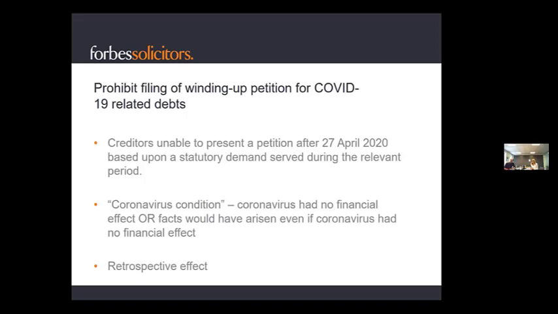Again, we need to see how this will play out. There are some cases that have gone through the courts already where this has had retrospective effect, and we'll come on to those later. Again, important to note that the courts will apply this retrospectively now for petitions going through the courts at the moment.